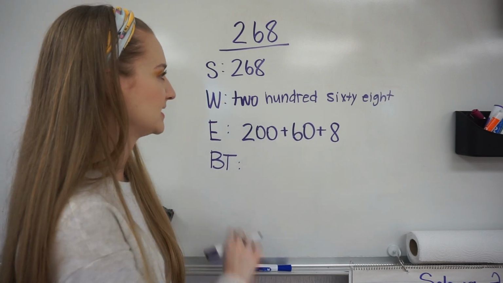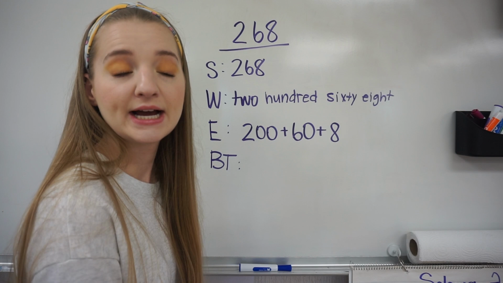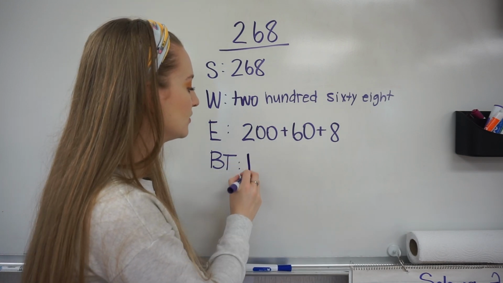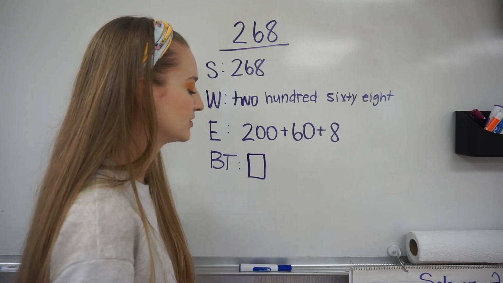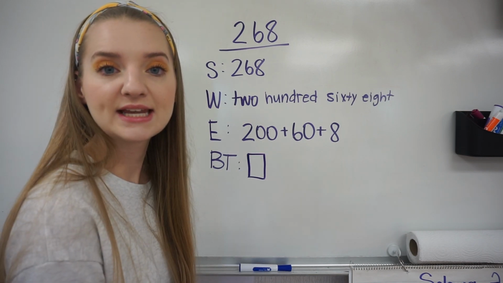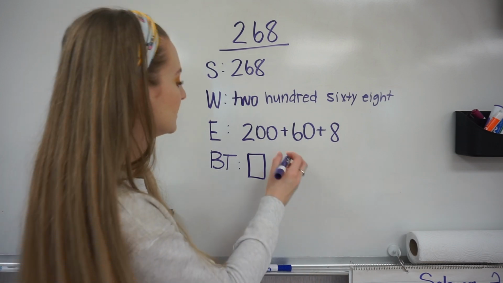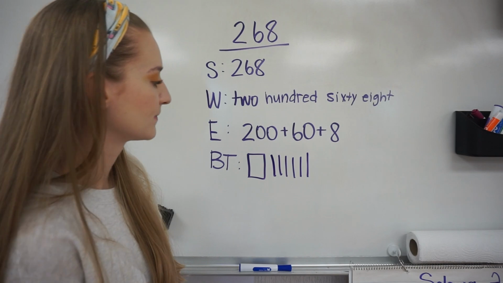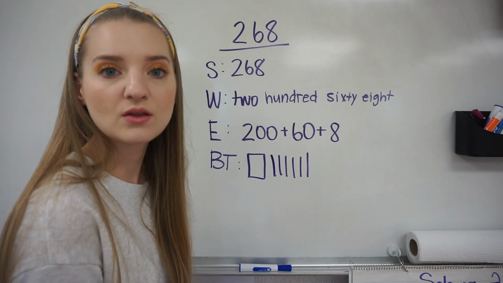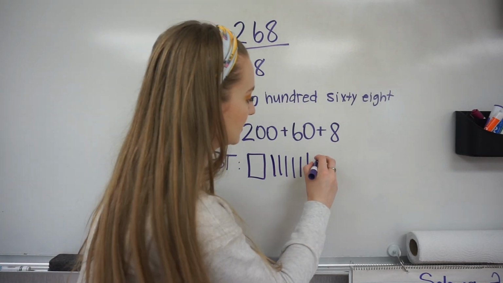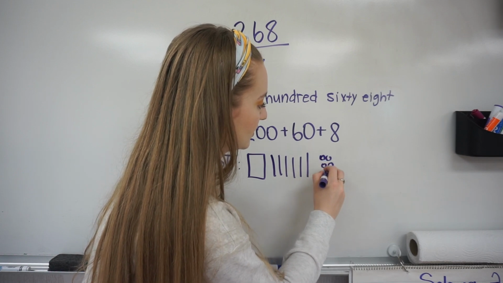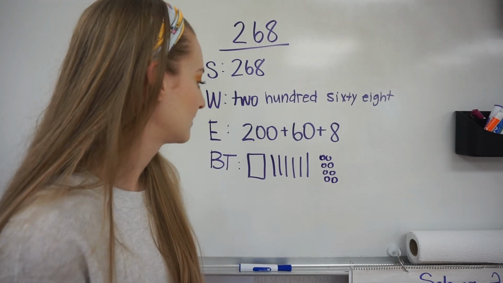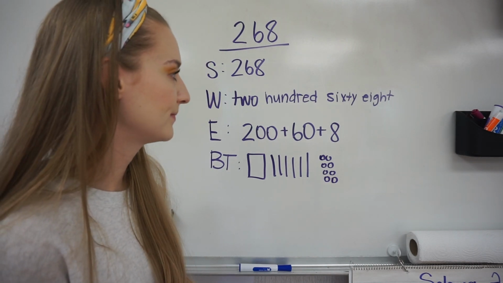And what about our base 10 form? How many squares do we need to draw? 2, correct. There's a 2 in the hundreds place. How many tens? 6. Perfect. And what about the ones? What's in the ones place? 8. 1, 2, 3, 4, 5, 6, 7, and 8. Perfect. You guys are doing a great job.